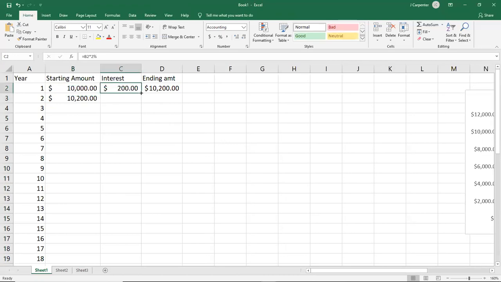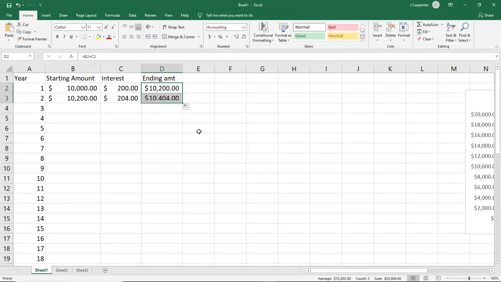The interest, I can fill that formula down. The ending amount, I should be able to fill the formula down. Remember, you can double click a cell and look at the blues and the reds and whatever other colors to see if those are the cells you're supposed to be using. And they are. So everything's good.